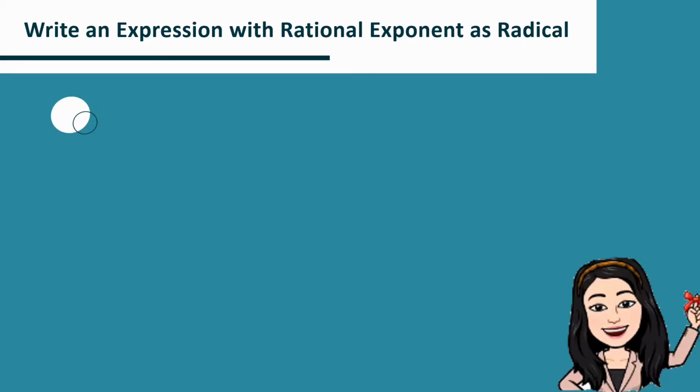So, let us write an expression with rational exponent as radicals. For example, we have 5 raised to 1/4. This will be equal to the fourth root, of course, the radical sign. Ito yung denominator natin, naging index, fourth root of, then our base, naging ating radicand, and the numerator, which is 1, 5 raised to 1. At syempre, kapag ang ating exponent is 1, we don't need to write it anymore. So our final answer is fourth root of 5.